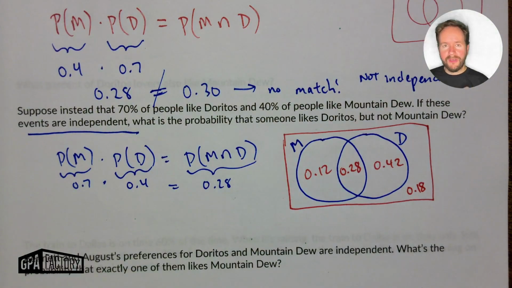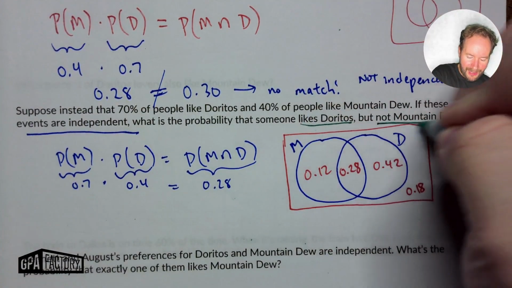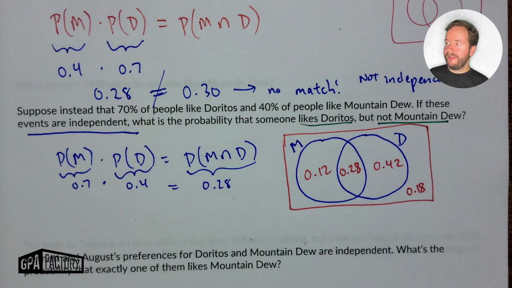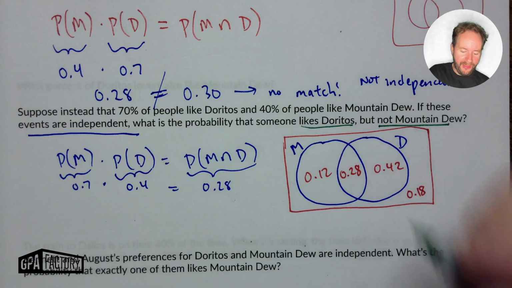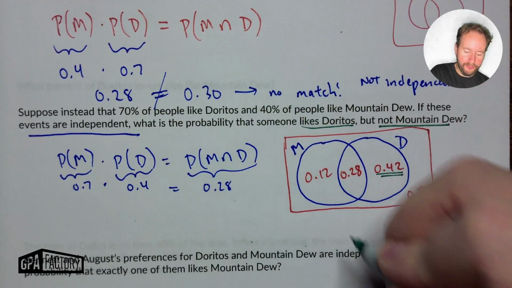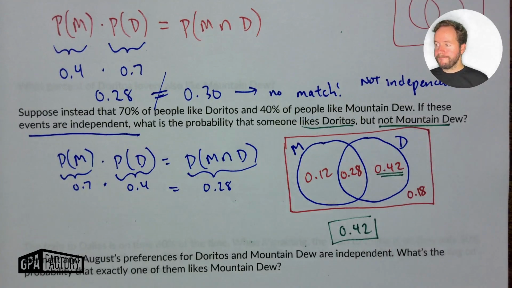Make sure you're doing your Venn diagram just like me. If the events are independent, what's the probability that someone likes Doritos, but not Mountain Dew? So likes Doritos, not Mountain Dew. So which part of my Venn diagram is that? They're inside the Doritos bubble, but outside the Mountain Dew bubble. That's this guy right here. Likes Doritos, but doesn't like Mountain Dew. So 0.42. Okay. Next question.